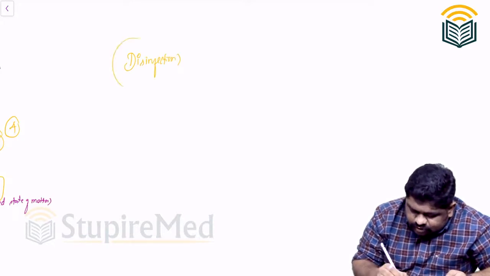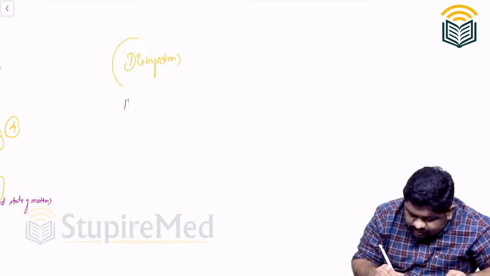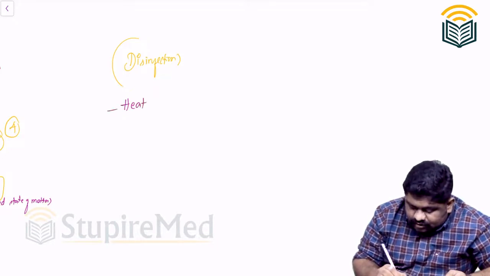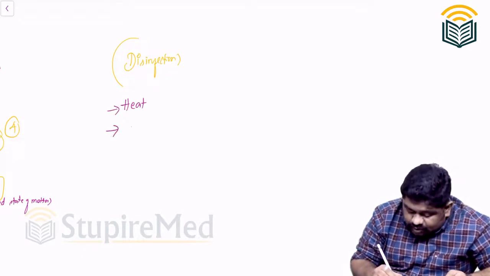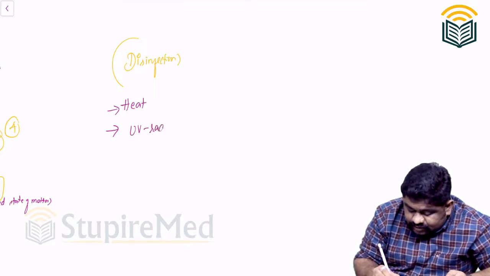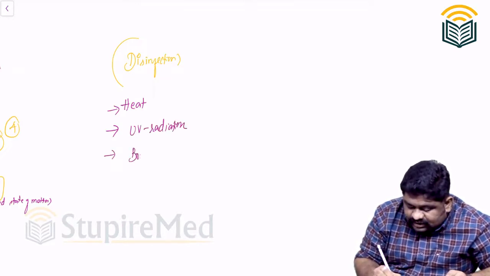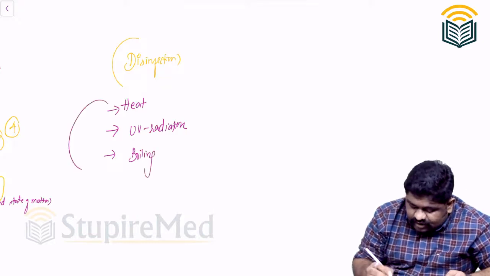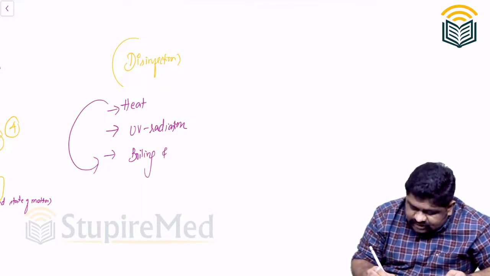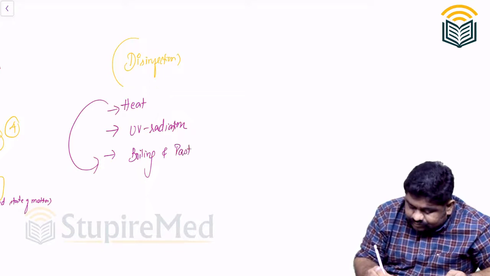Disinfection also can use the word heat, which can be either moist or dry. But here I'll be using UV radiation, and I'll be going for boiling and sterilization. In heat, you'll be having boiling based pasteurization.